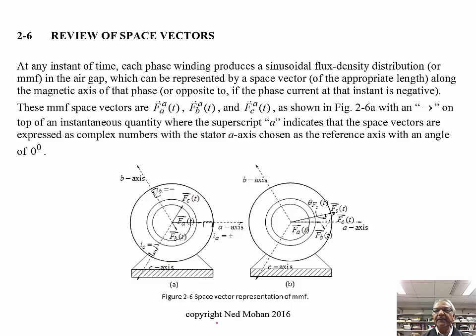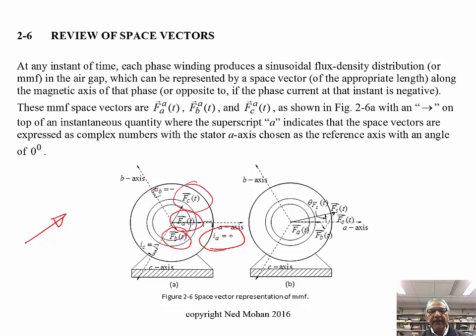And we had in the previous course talked about MMF space vectors. So when you have current in phase A, for example, it is producing this MMF space vector F sub A, and space vectors we indicate by putting an arrow on top of them. And so it's really the MMF distribution in the air gap, which is sinusoidal, but it's being represented by a space vector. Same thing when you have current I sub B, it's producing this MMF distribution represented by F sub B, and F sub C here due to I sub C.